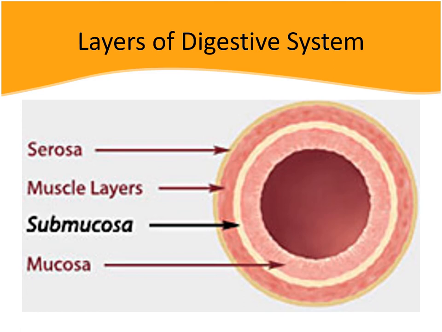And the last one, the outermost, is called the serosa, which is just a protective layer. It's a sheath of fibers which protects the muscular layer, the mucous layer, the submucous layer. So these are the layers of the digestive system. If you cut through the digestive system in a cross section, it would look something like this.